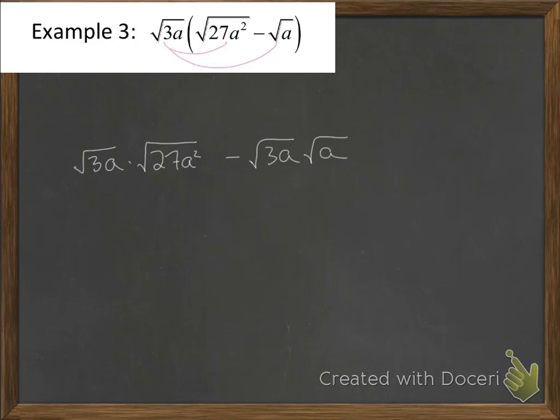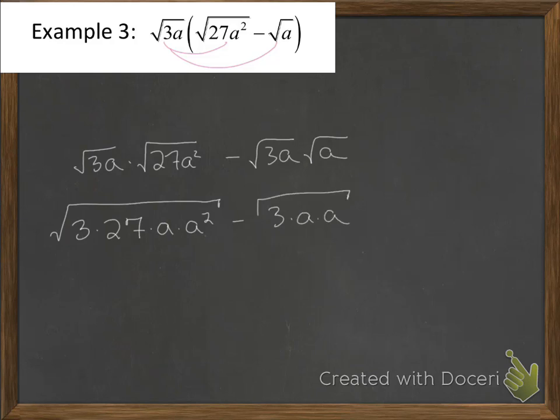Okay? So the first thing I'm going to do is put all of these under one radical. Again, not multiplying. It's a waste of time. Don't bother. So 3 times 27 times a squared. Right? Those all can be stuck under one radical. Minus 3 times a times a. Okay? Notice I didn't multiply anything.